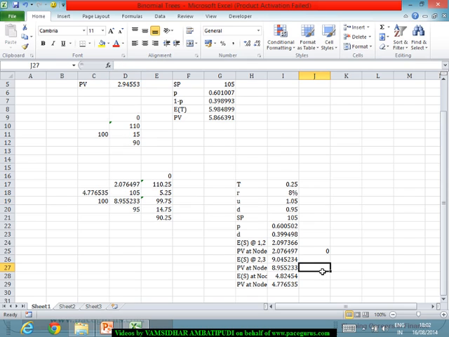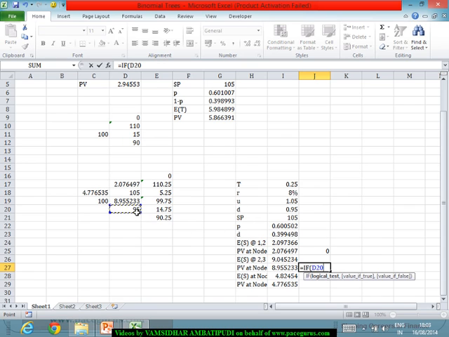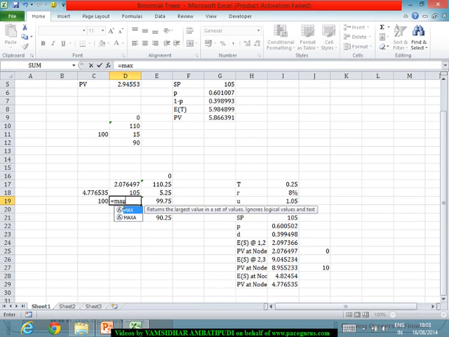Let's say if I am exercising it at 95 itself, then the same logic applies. If 95 is lesser than 105, if the stock price is lesser than the strike price, obviously the put option would be exercised. So the difference between the two is going to be the payoff. So in this case 10 is going to be the payoff, which means here I would have taken the maximum of this comma 10.